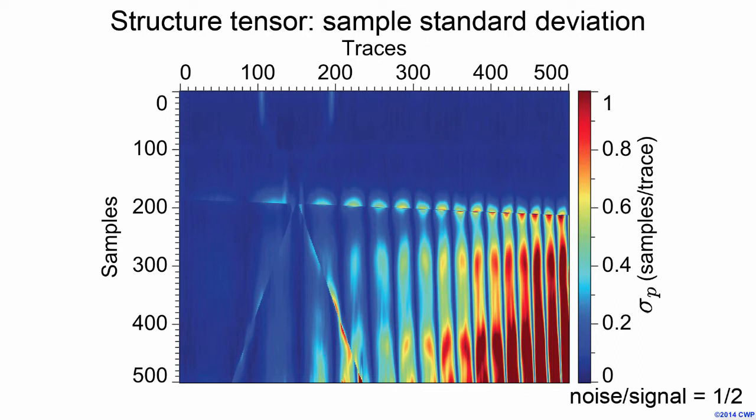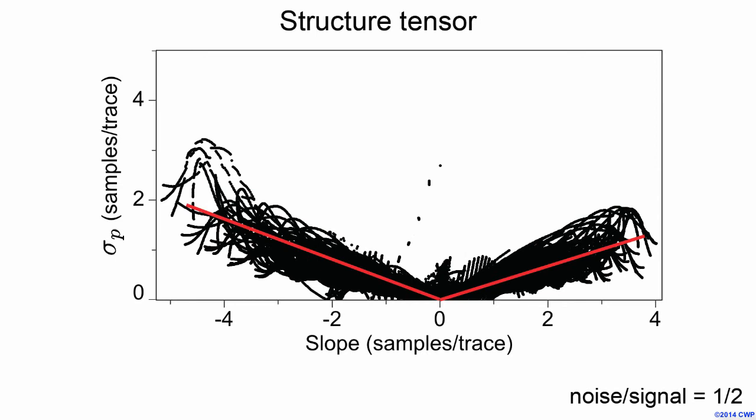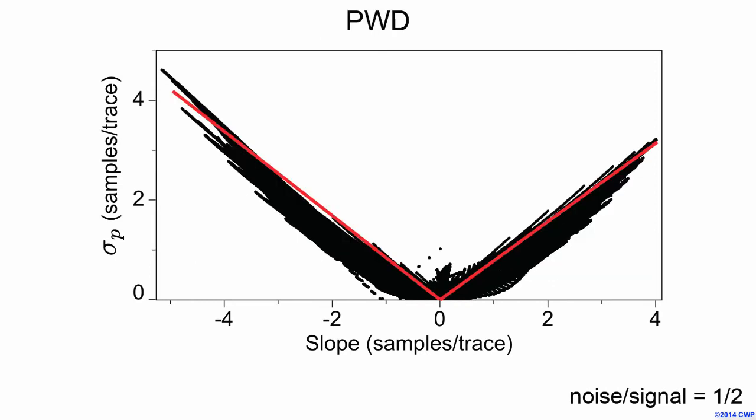Since we have an image of standard deviations and we have an image of known slope values, that means for every sample in the image we have two values, a slope and a standard deviation, meaning that we can plot these two against each other and see how the standard deviation behaves as a function of slope. And as you can see here, as slope increases, we see a fairly linear trend of higher standard deviation values. And for the structure tensor method, something very similar, but with shallower linear trends than for the plane wave destruction filter method.